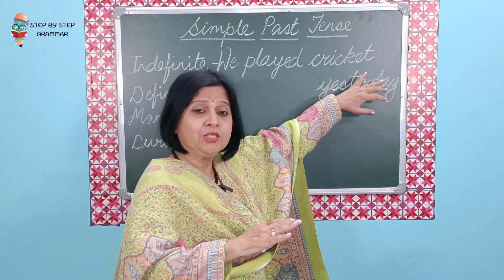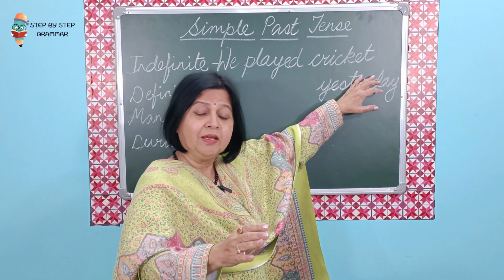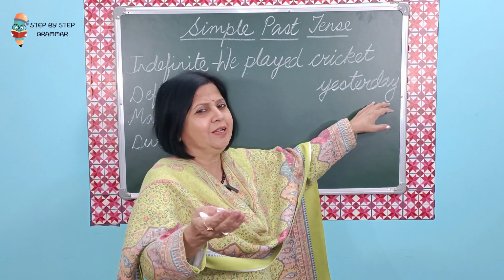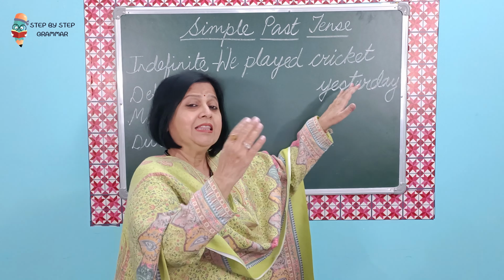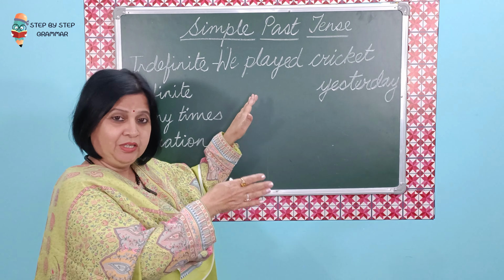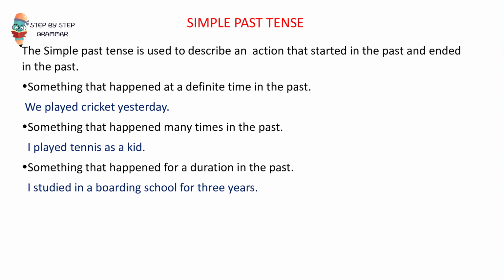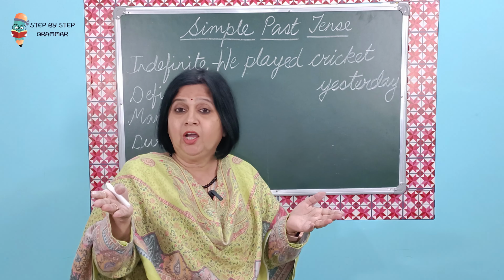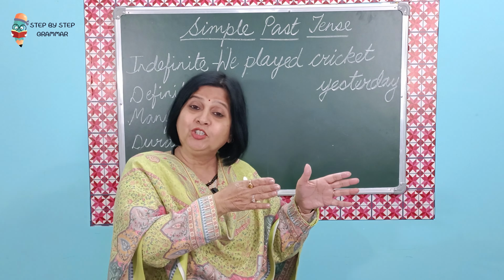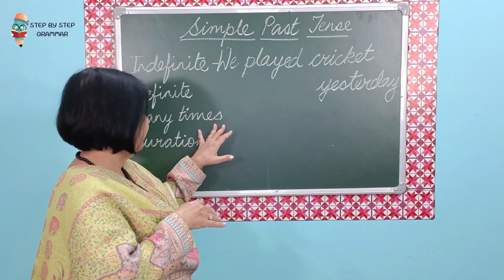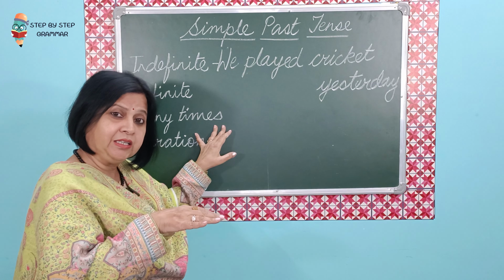Without yesterday also, the action was completed. But when we add yesterday, it gives us just a little more information, that yes, the action was completed just yesterday. Then something that you do many times, like you can see the example given to you. I played tennis as a kid. Now, when you were a child, you played tennis, but now maybe you don't. So that action is completed. So that is something that you did many times as a kid.